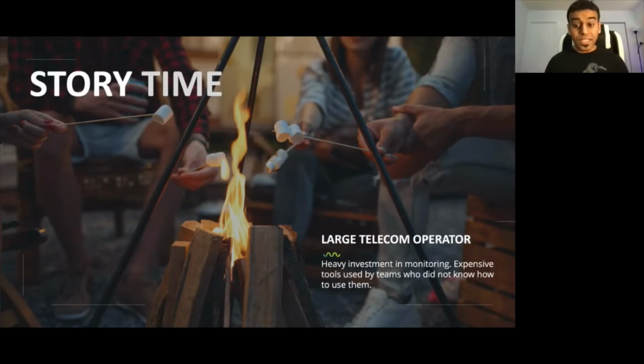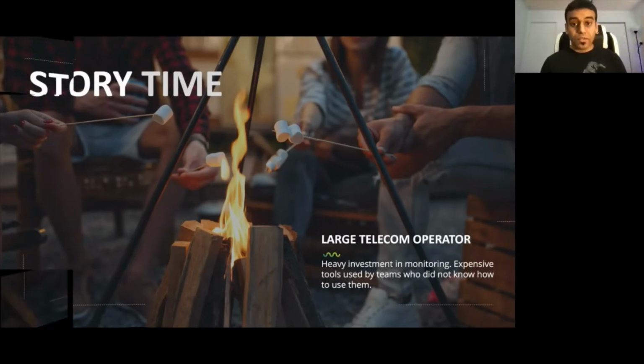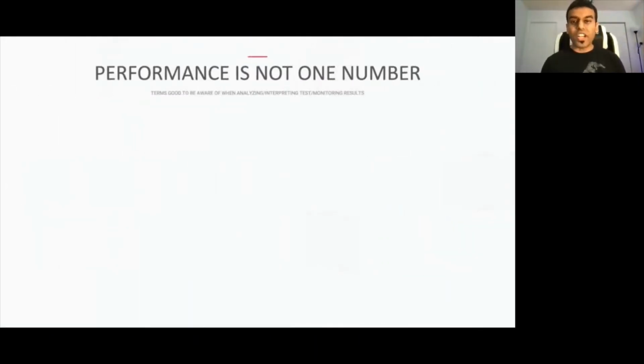But what started happening was they got all these expensive tools. They were used by teams that did not really know how to use them. So there were, again, a lot of meltdowns and failures because of having everything there but not knowing how to use it. And some of the learnings that I was able to extract from that were you need to know what it is that you're looking at when you're monitoring.